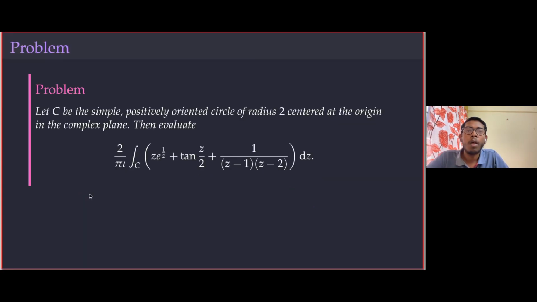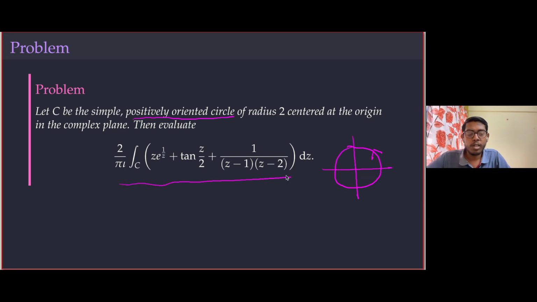So, the problem is: let C be a simple, positively oriented circle of radius 2 centered at the origin in the complex plane. Then we want to evaluate this integral. So what is a positively oriented circle? It means that the circle is oriented counterclockwise. And we want to find out the value of this integral.